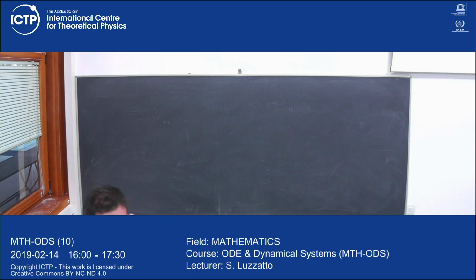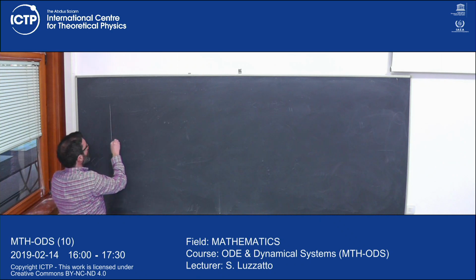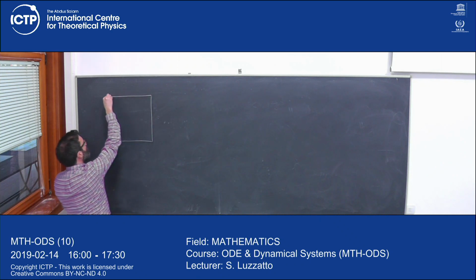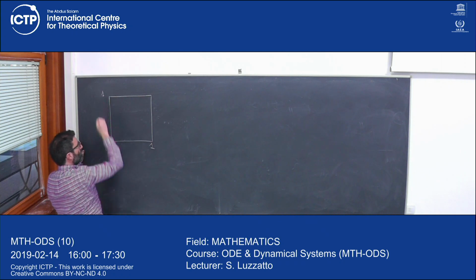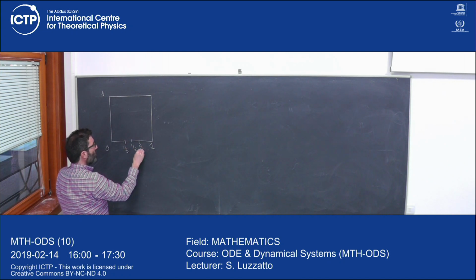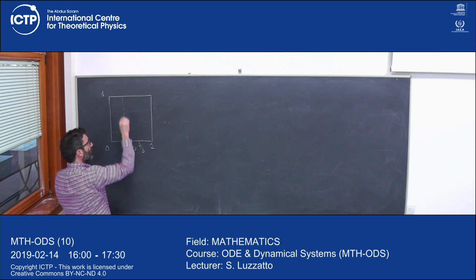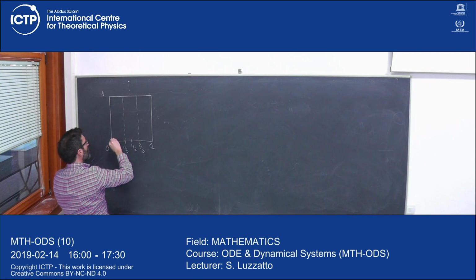Let's review what we did yesterday. And so yesterday we had our map that looked like this: 0, 1, 0, 1. Here we have 1/2. Here we have 1/3. Here we have 2/3. And then our map.